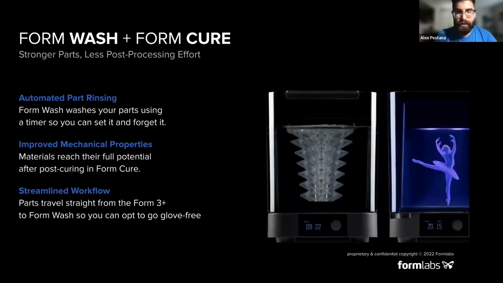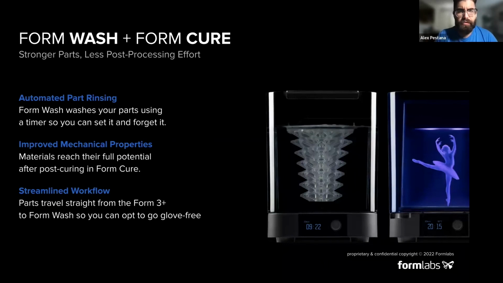And then we have the dedicated post-processing steps, right? It's a necessary step in SLA. The parts need to be washed and cured to have the highest mechanical properties they can, and we've done a lot of work to automate that process as well. So Form Wash is an automated part washer. It's a set and forget kind of thing.